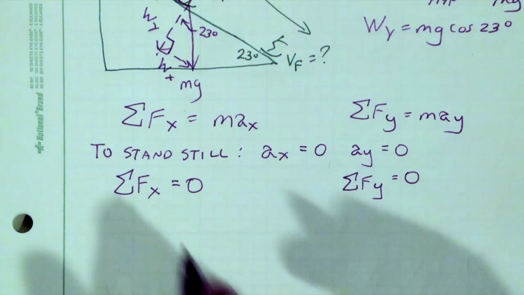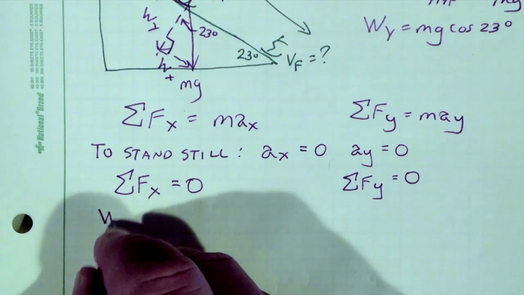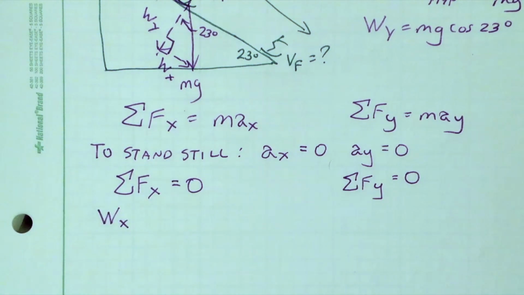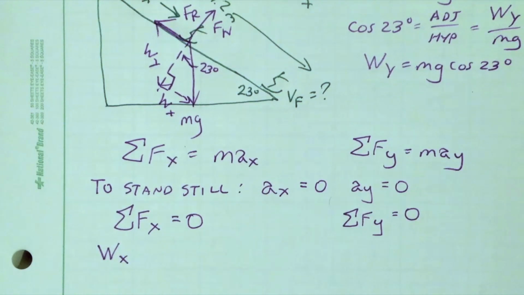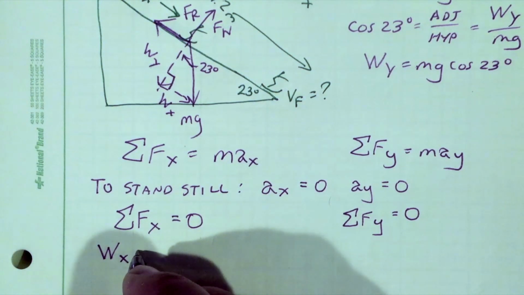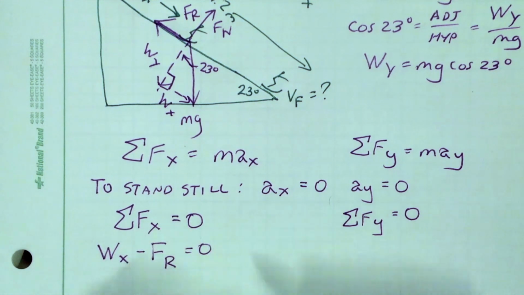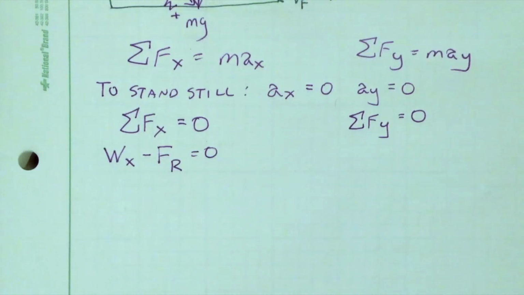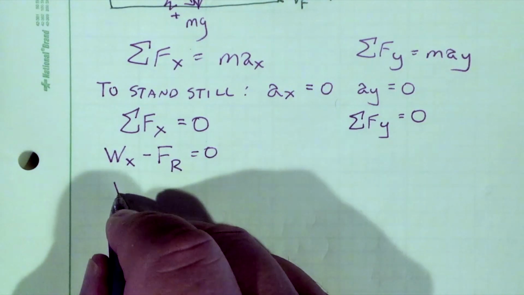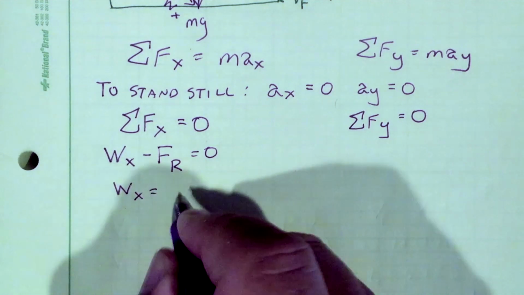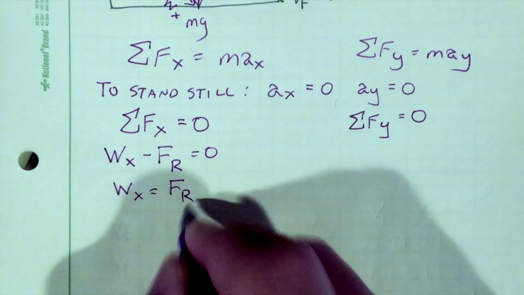Wx is one of our forces in the x direction. It is down the slope, so it is going to be positive. The friction force is our other force in the x direction, and because it is up the slope, it is going to be negative. This can only be true if Wx equals the friction force.